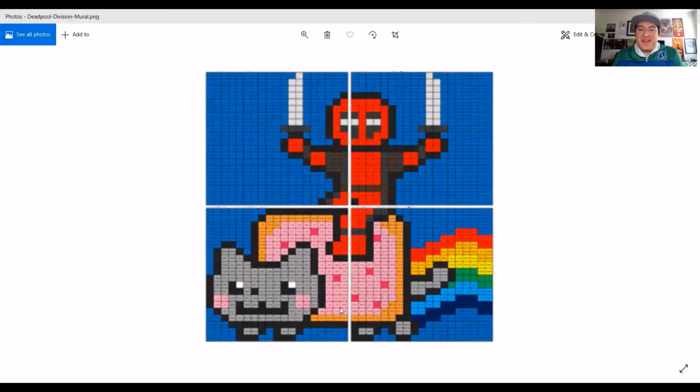All right, so I'm going to introduce a new coloring sheet mural for today. It is a Deadpool coloring sheet, and it looks like this. That's Deadpool on a Nyan cat. I'm hoping that will be silly enough for you guys.